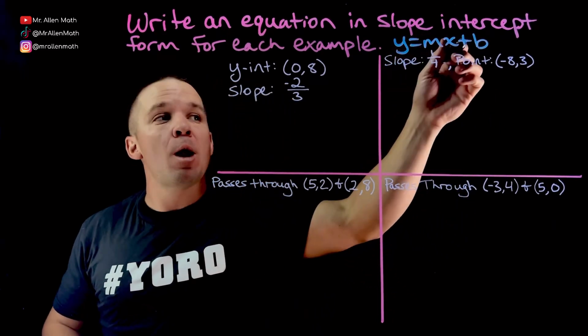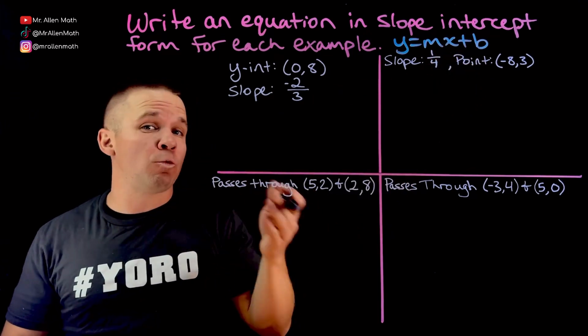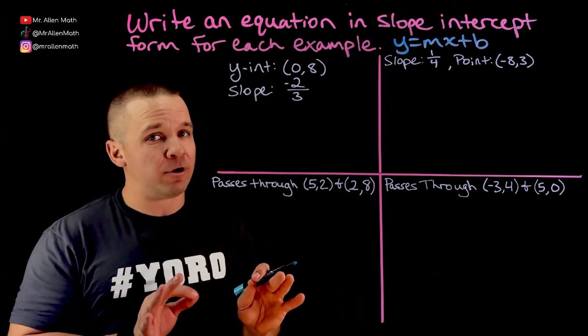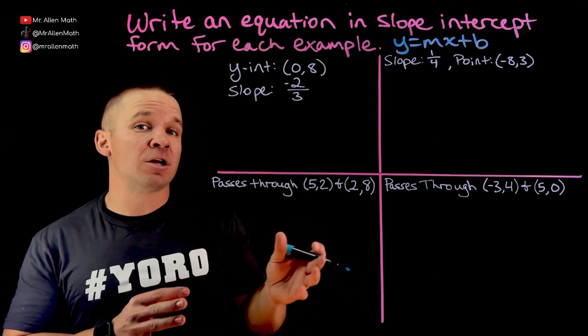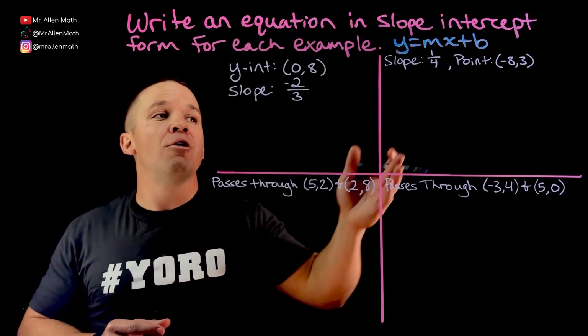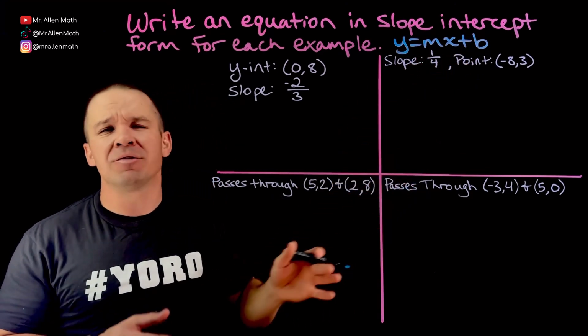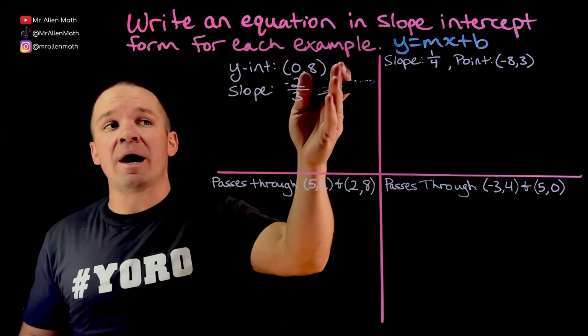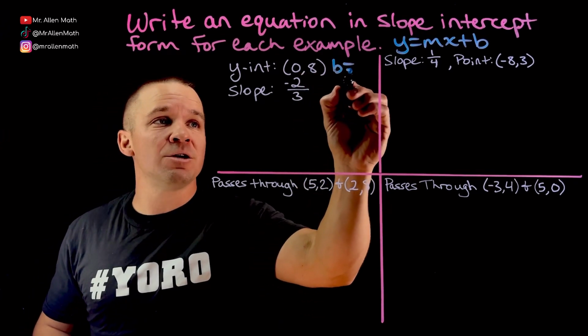M is my slope, b is my y-intercept. X and y are going to remain variables in my final answer. However, at times I am going to be plugging numbers in for x and y to solve for my y-intercept b. All right, there's a couple ways to do these types of things. This is one way.